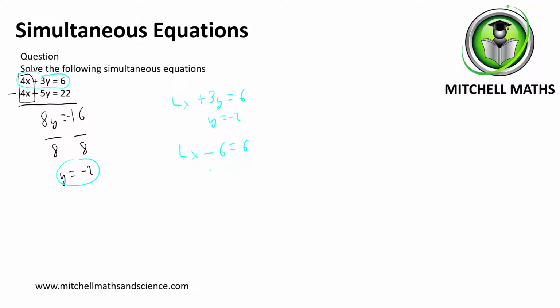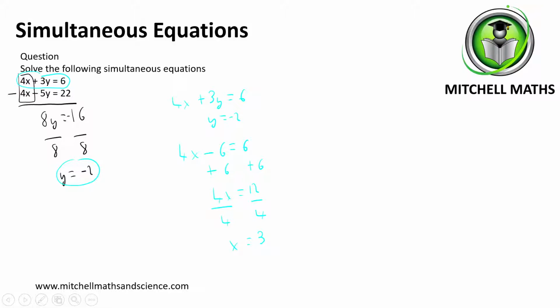And to solve it, I need to get x on its own. I'm going to add the 6's to both sides, which will give me 4x equals 12. And then I'm going to divide by 4, which will give me x equals 3. And that's my answers: y equals minus 2, x equals 3.